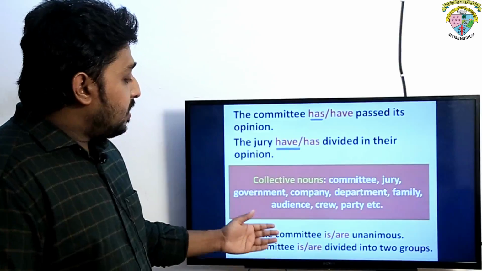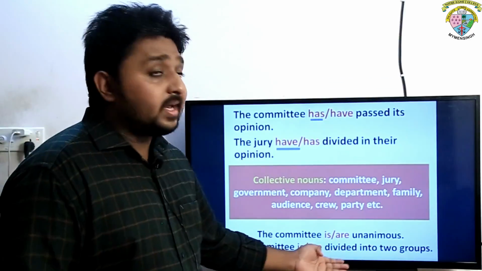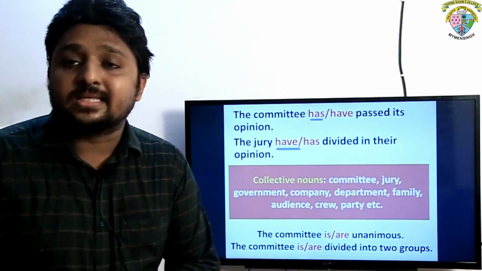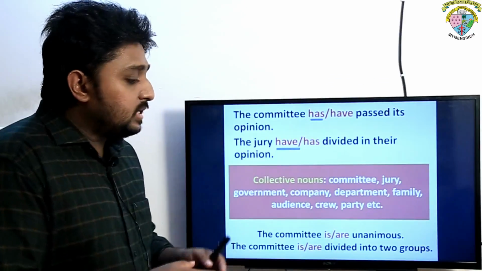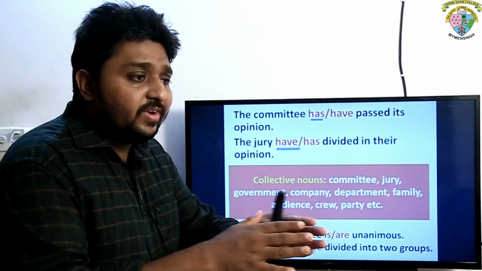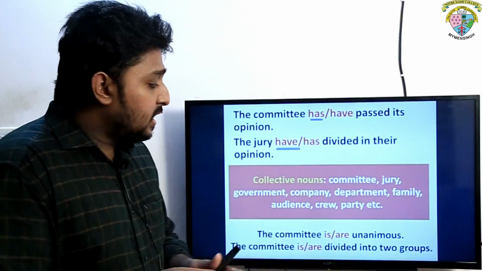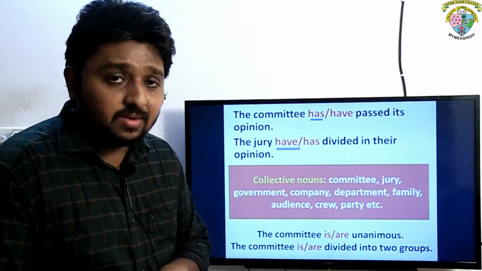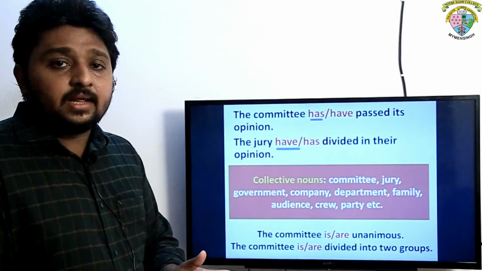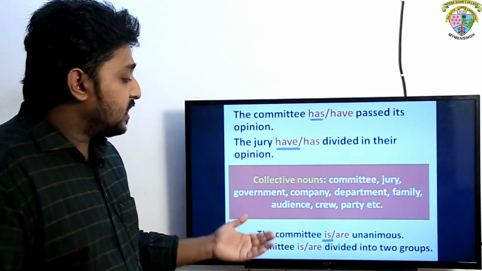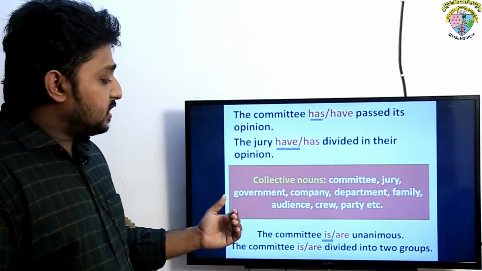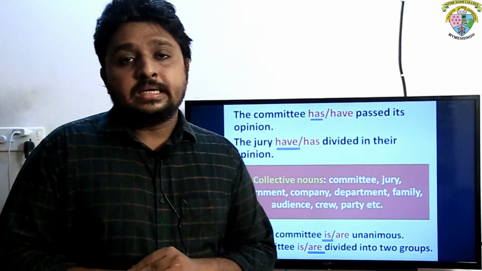And another thing, the committee is or are divided into two groups. What I said to you guys, I said when the collective noun is placed to do very easy thing, very sharp thing, they will take singular verbs. But when they are divided, that time they take plural verbs. So the first one answer is is, and then the next one, the correct answer will be are.